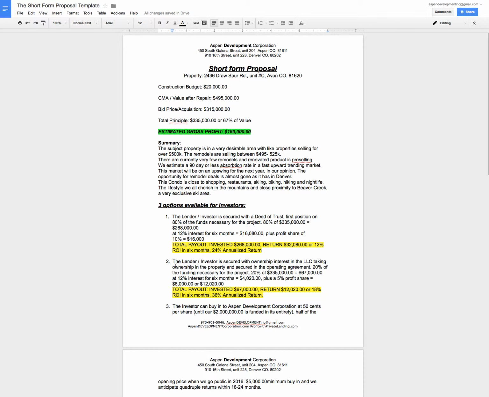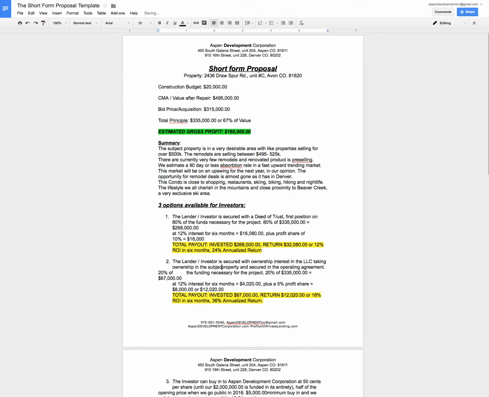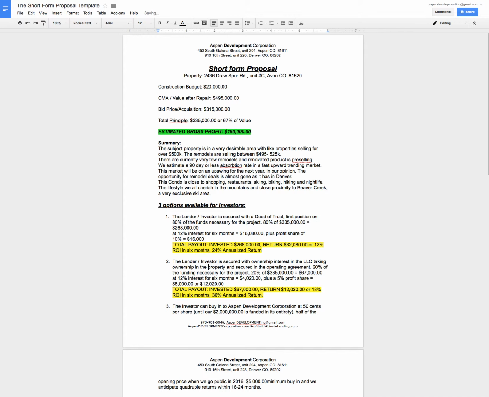Then we do the same thing for option number 2, but option number 2 is a smaller payment. It's the 20% piece. So the lender/investor is secured with ownership interest in the LLC, taking ownership in the property. Actually, let's not do that. In the property. Don't want to screw up my tabs there. And secured in the operating agreement as well. Yeah, taking ownership in the property and secured in the operating agreement. 20% of the funding necessary for the project.